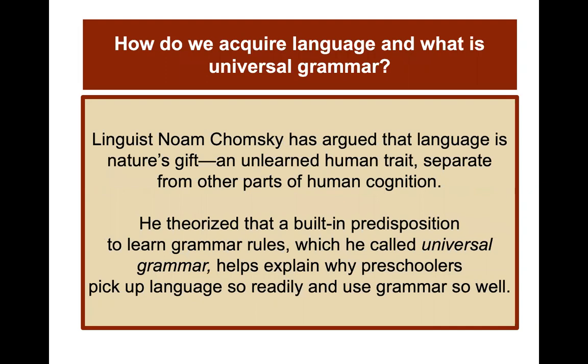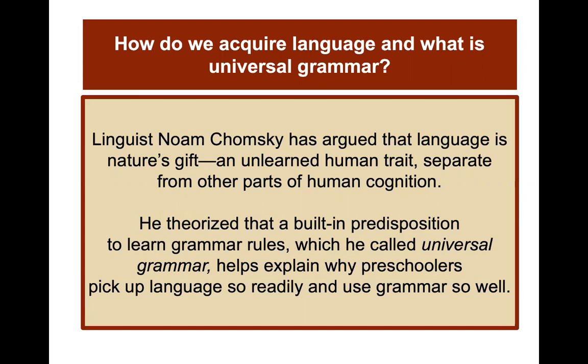How do we acquire language, and what is universal grammar? So Noam Chomsky, who has studied tons in the area of linguistics, has argued that language is nature's gift. It's an unlearned human trait. So when we go back to that whole big idea within our whole AP psychology class, there's a lot about universal grammar and language that Chomsky would say is built in, more of the nature versus the nurture.